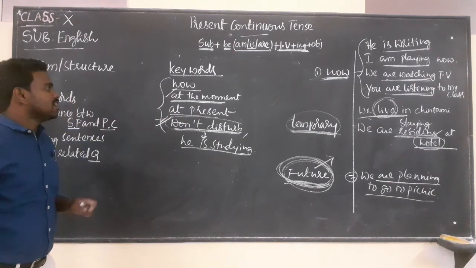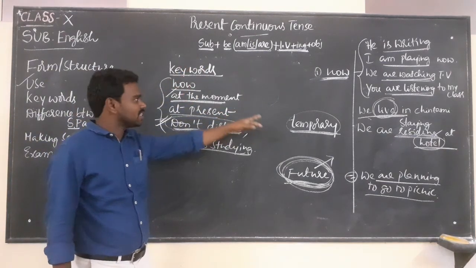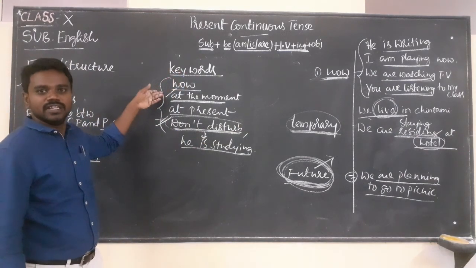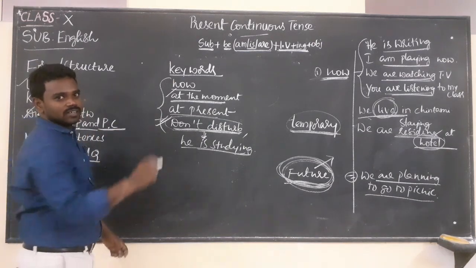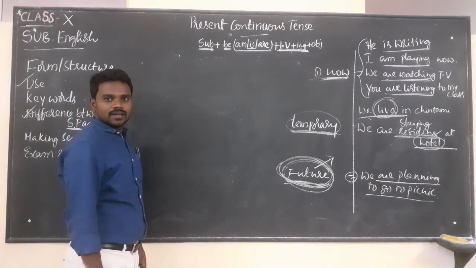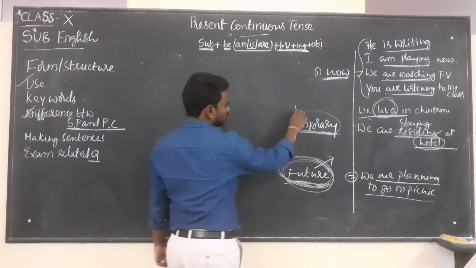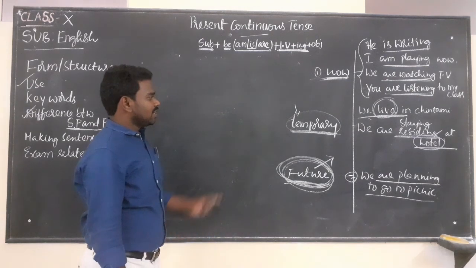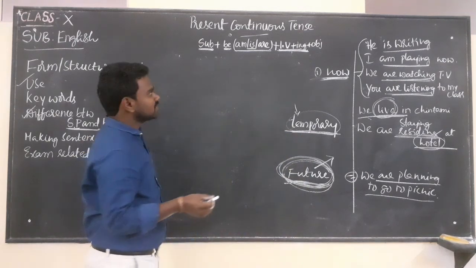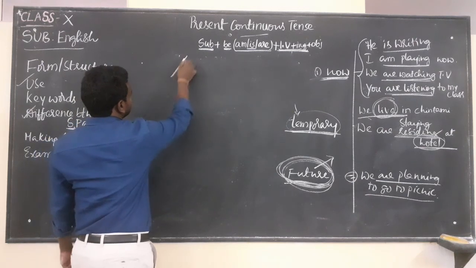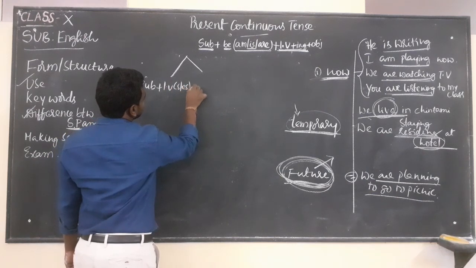So until now we have seen the form of present continuous, the use of present continuous tense, and the keywords that we use in it. Now let us go to the difference between simple present and present continuous. First point: temporary situations. We use present continuous to talk about temporary situations, and for permanent situations, we use simple present tense. The form of simple present is subject plus first form of a verb plus object.